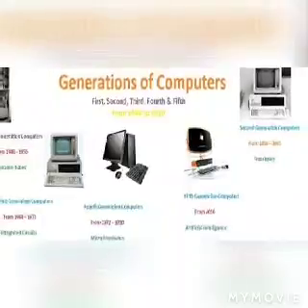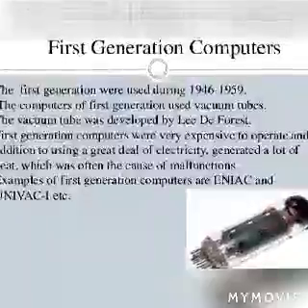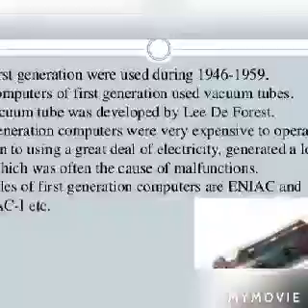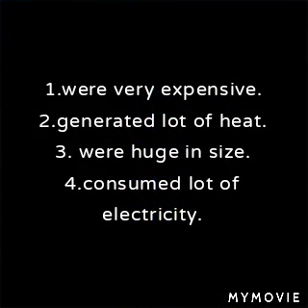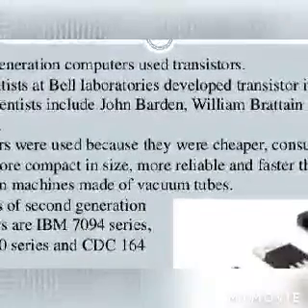First comes your first generation computer, that is from the year 1940 to 1956. Within this time period the first generation of computer was invented, and the part which was invented is known as the vacuum tube. The characteristics of the vacuum tube: it was very expensive at that time, generated a lot of heat while using it, was huge in size and consumed a lot of electricity. The examples are ENIAC, UNIVAC 1 and EDVAC. Clear, children?